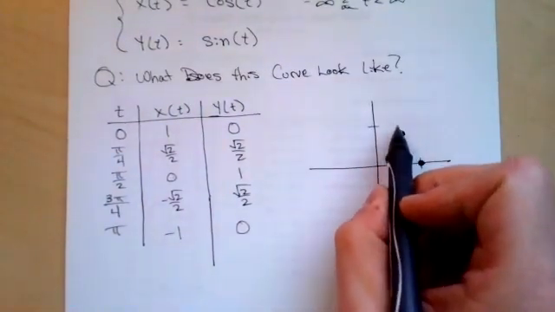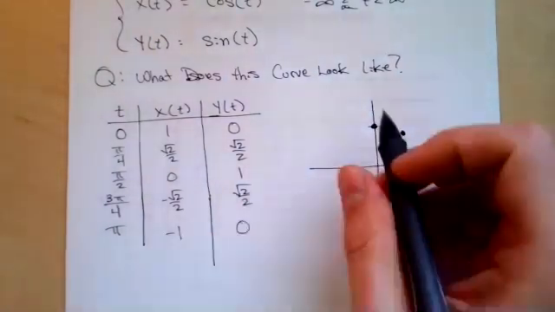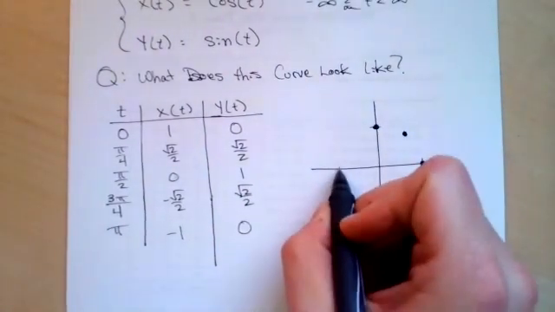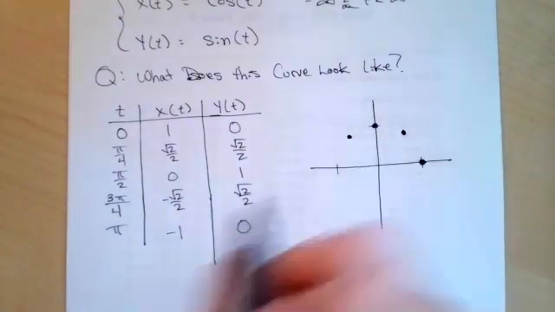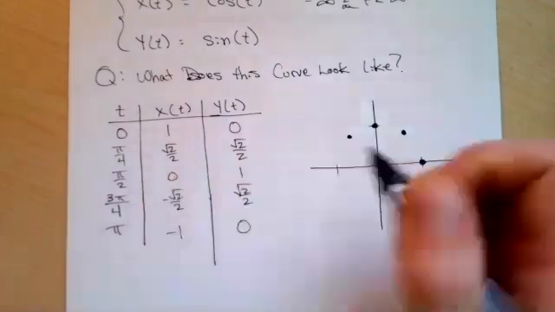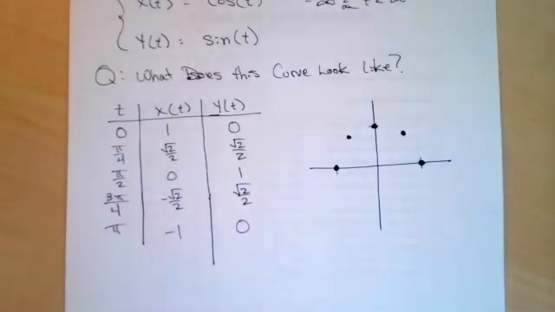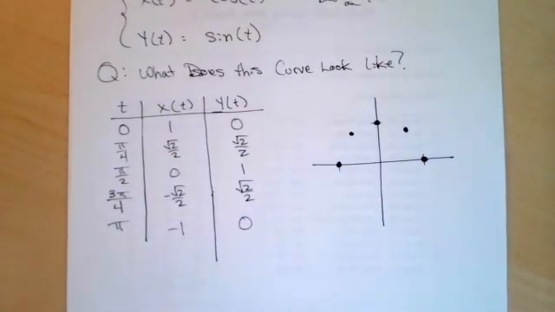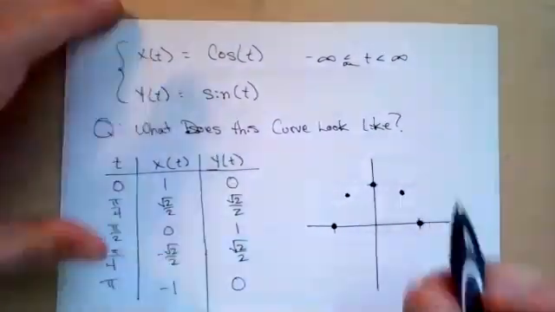Then we're going to keep walking, and then we're going to go to (0, 1). Then we're going to go to (minus root 2 over 2, root 2 over 2). And then we are going to go to (negative 1, 0). What shape do we get? A circle. This is our circle. Well known and loved geometric shape.